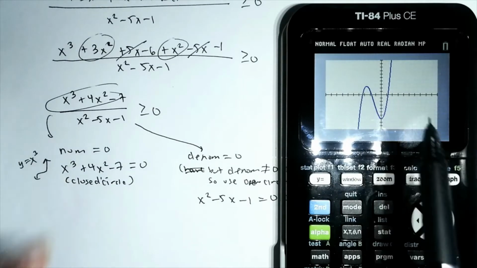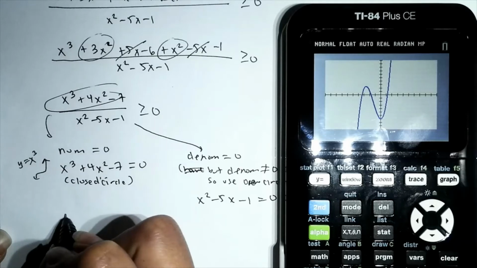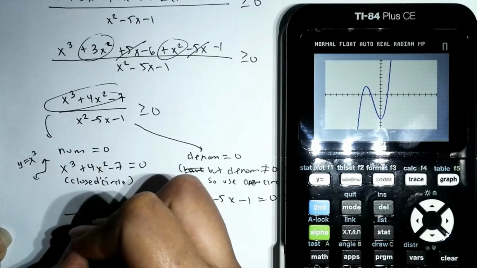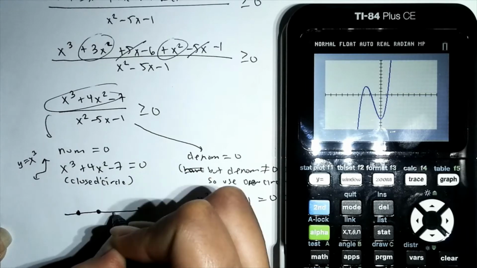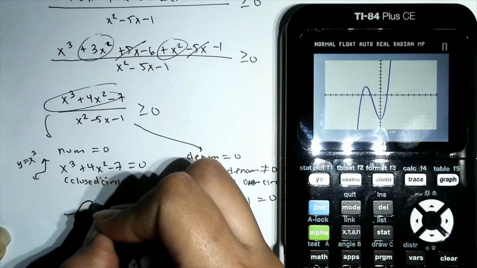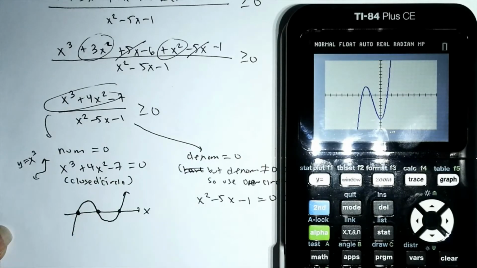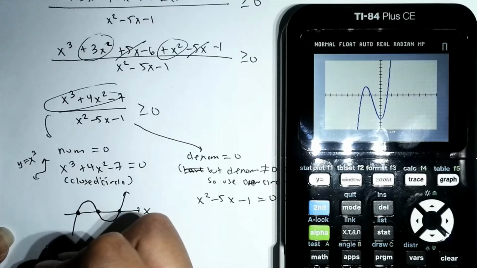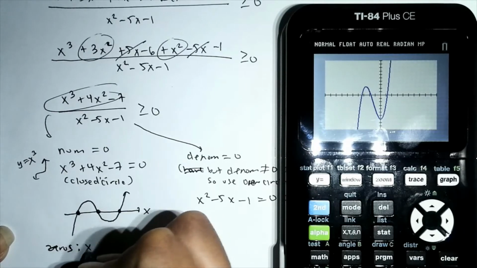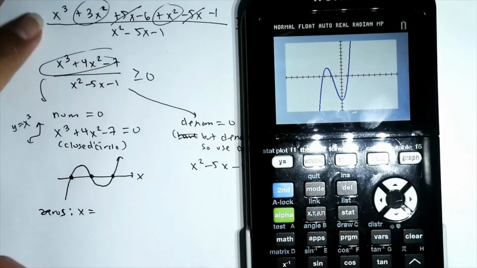So let's do this. I'm going to do just the x-axis only, and then I'll mark my 3 zeros, 1, 2, 3, and do a quick sketch, something like that. And then I'm going to ask myself, what are the zeros? X equals, let's go ahead and find the first zero. We're not going to do it by hand.